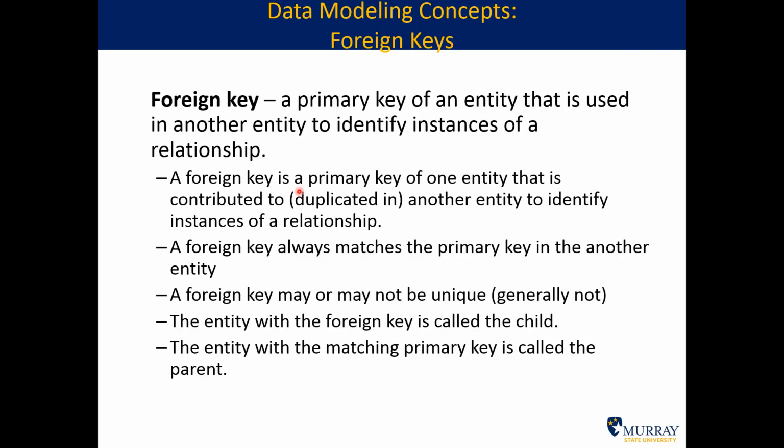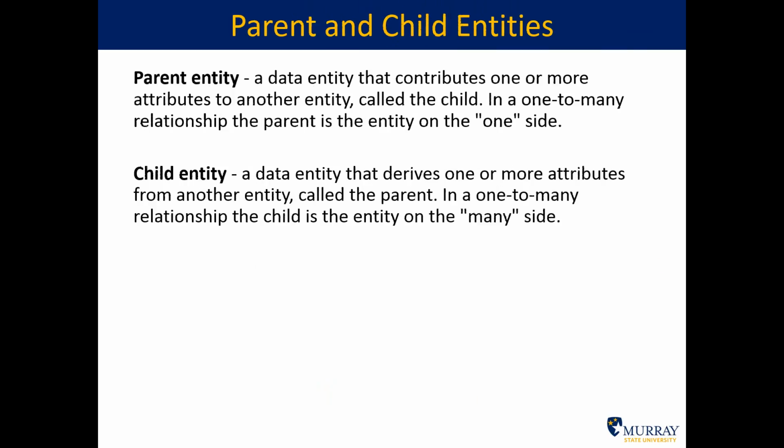Okay, so a foreign key is a primary key of one entity that is duplicated in another entity to identify instances of a relationship. Now, a foreign key always matches the primary key in another entity. A foreign key may or may not be unique, generally not. The entity with the foreign key is called the child, and the entity with the matching primary key is called the parent. Don't worry if some of those things don't make sense to you yet. I'll show you an example of how primary keys are inserted, and then maybe you can go back to this slide to reflect on it more.